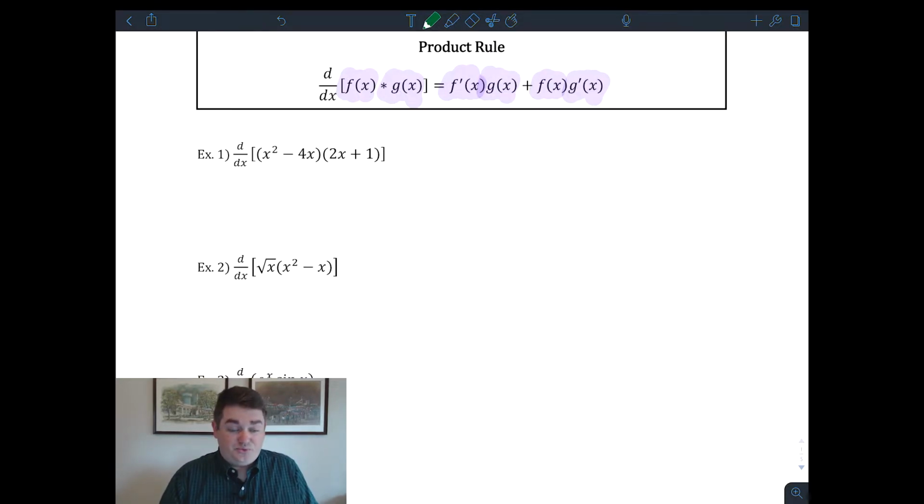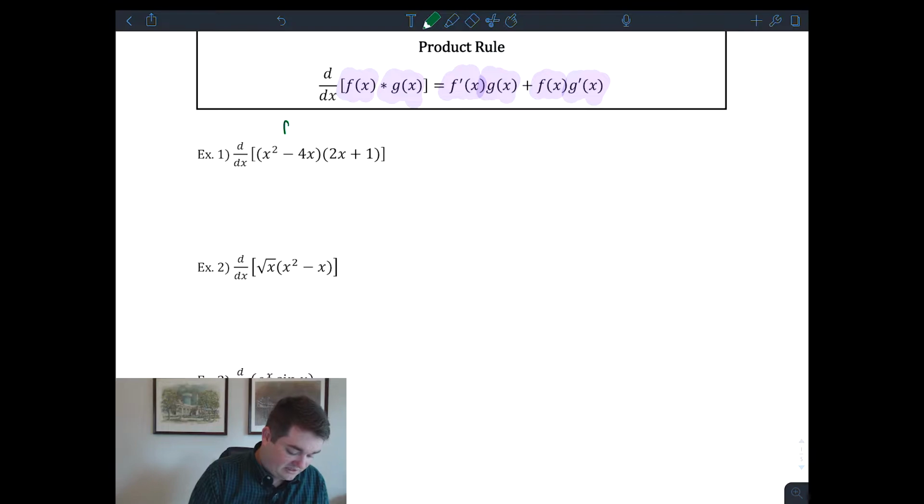Example 1 with the product rule, take the derivative of x squared minus 4x times 2x plus 1. Now, I want to point out, this is a polynomial times a polynomial. We could very easily just multiply these and use the power rule. But for the purpose of practice, I want to use the product rule to take this derivative.